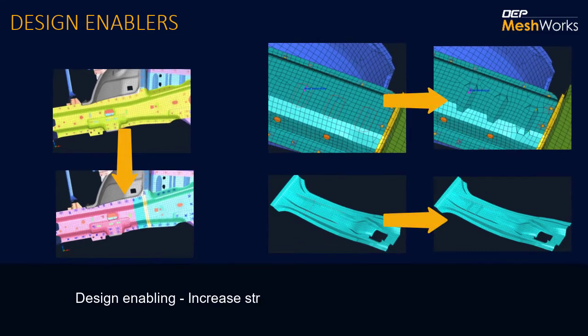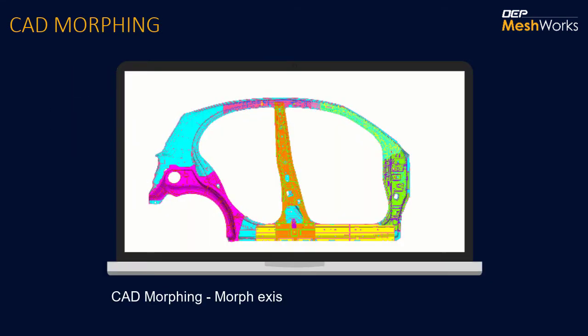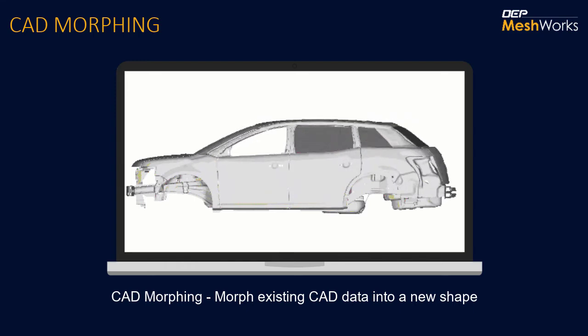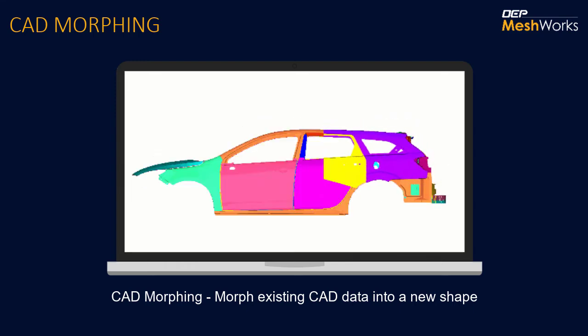Design enabling. Automatically create typical design solutions required to improve structural and CFD performance and reduce weight. CAD morphing. Morph existing CAD data, body structures, powertrain, and chassis parts directly to new shapes.